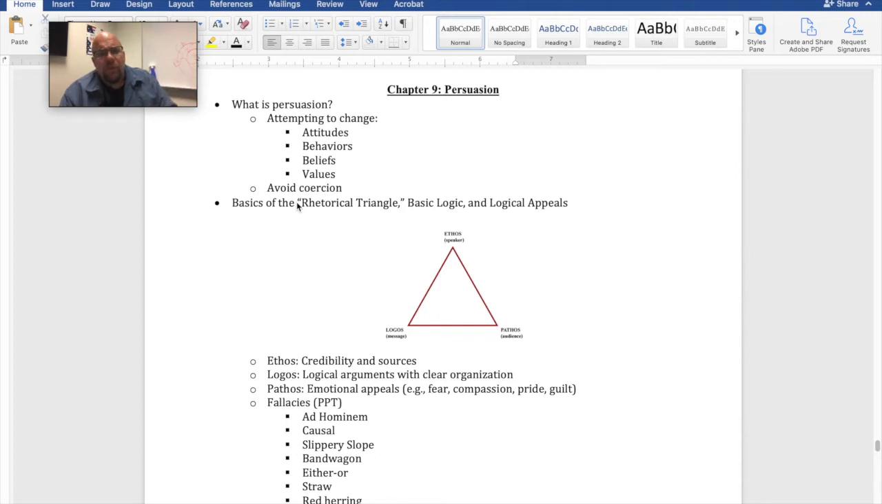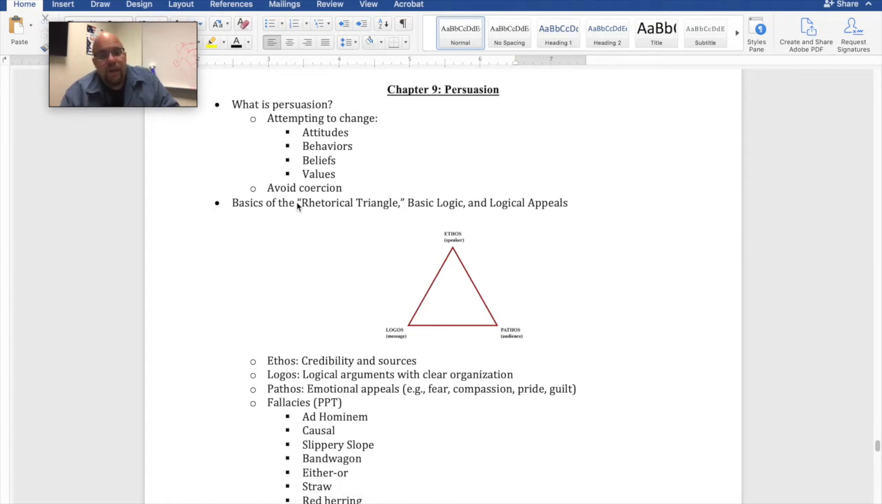So the big point here: try to change attitudes and superficial behaviors for now. Avoid going overboard with your attempts to make changes. Now, the best way to make these sorts of persuasive appeals for change is from what's called the rhetorical triangle. And you see it there on the screen. It's that red triangle with ethos, logos, and pathos.